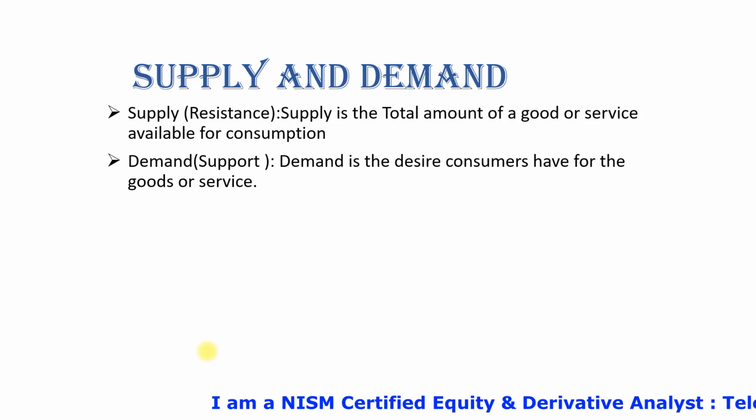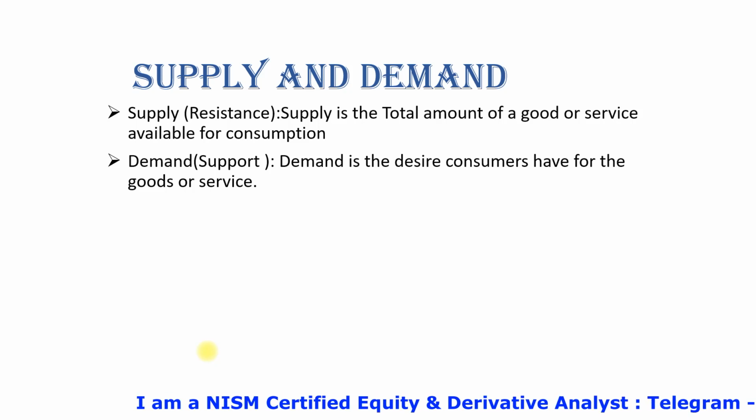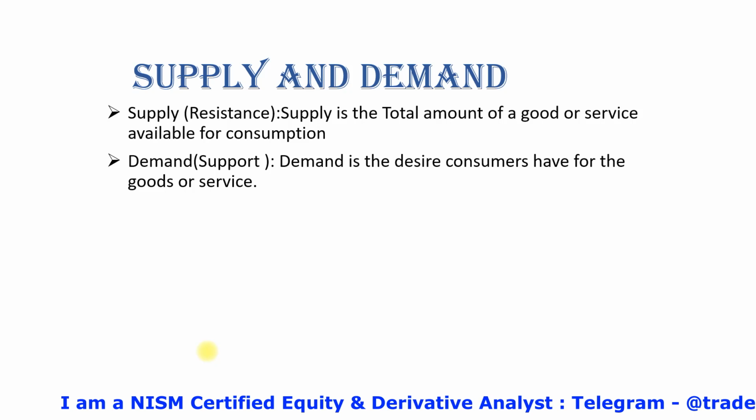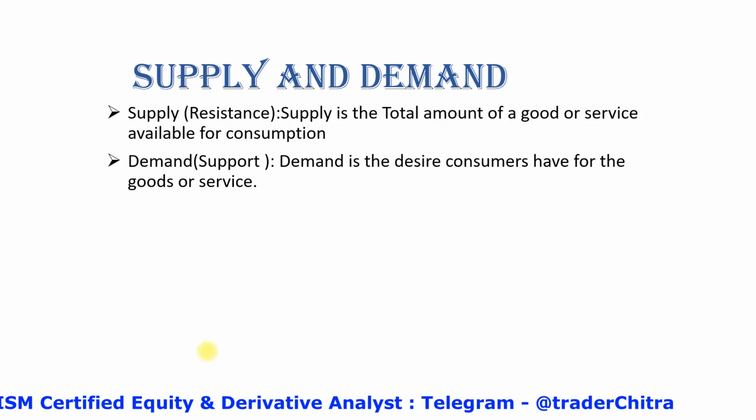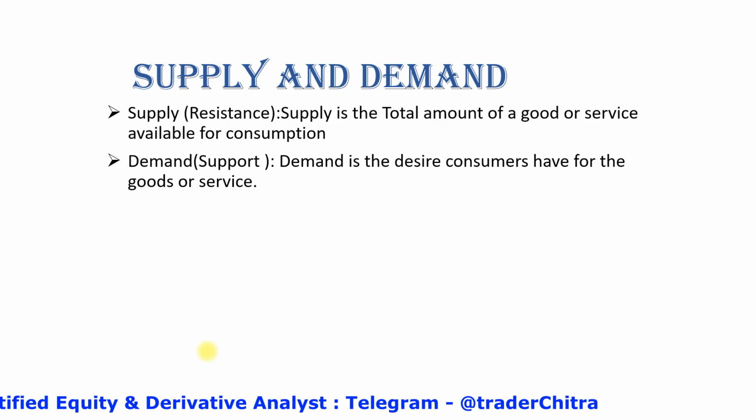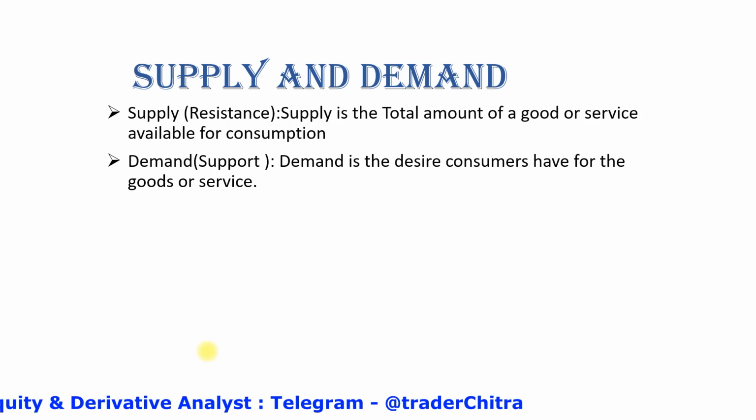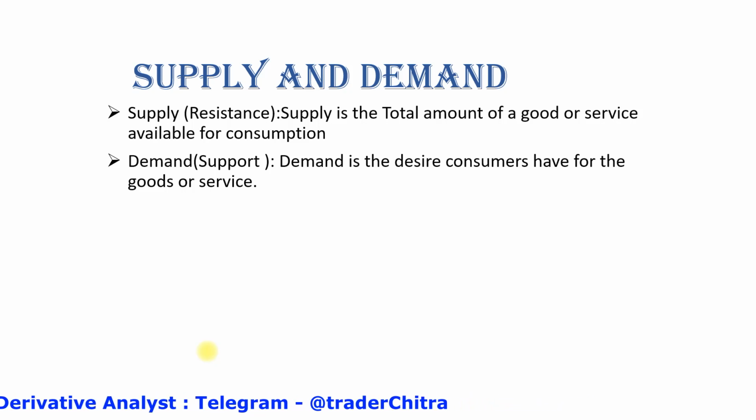In this video, we are going to discuss what is supply and demand. So what is basically supply and demand? Supply is nothing but the resistance zone and demand is the support zone. So what is called supply? Supply is the total amount of goods or service available for consumption, and demand is the desire customers have for the goods or service.